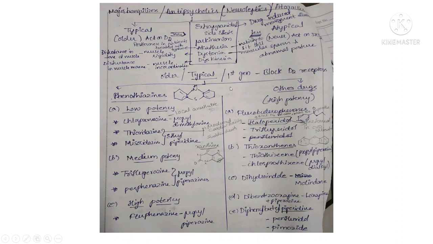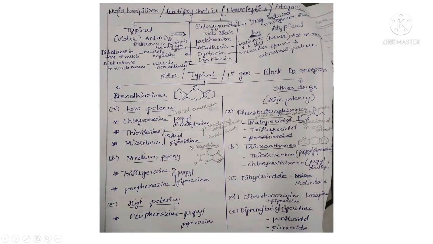Now we'll come to the typical, nothing but older and first generation, and they mainly block D2 receptors. They are of two types, phenothiazines, classified so because they contain this ring. Under this, we have low potency, medium potency, and high potency. Under low potency, there are three drugs: chlorpromazine, thioridazine, and mesoridazine. Medium: trifluoperazine and perphenazine. And high: fluphenazine. This is based on its potency.